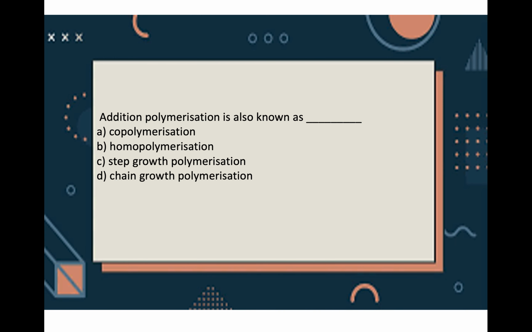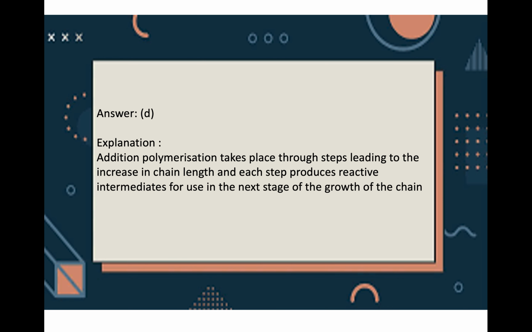So what is the first question? It is about addition polymerization. What is its other name? It's also known as A. Co-polymerization, B. Homopolymerization, C. Step growth polymerization, and D. Chain growth polymerization. The answer is option D, chain growth polymerization. From the name itself you can understand how addition polymerization occurs: through various steps which result in a greater chain length, and in each step the reactive intermediates produced are used for the next stage of growth of the chain.